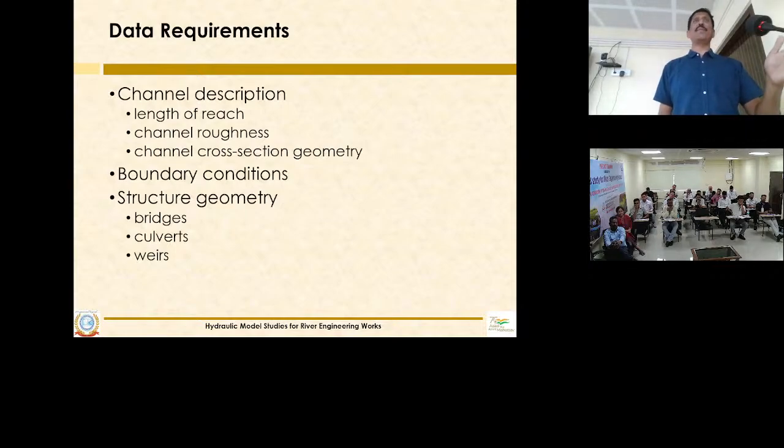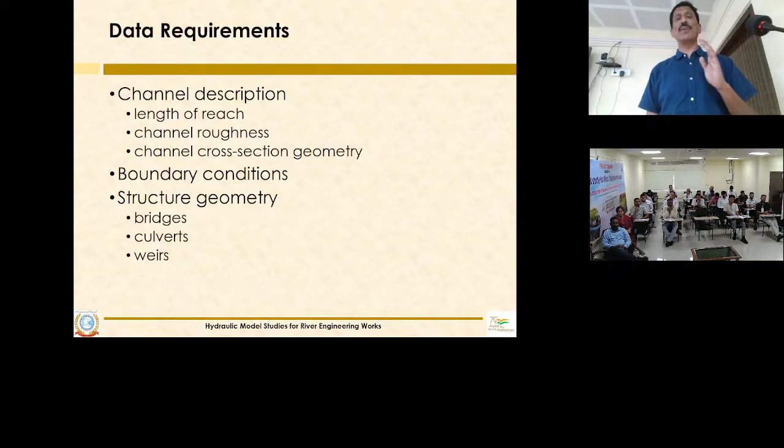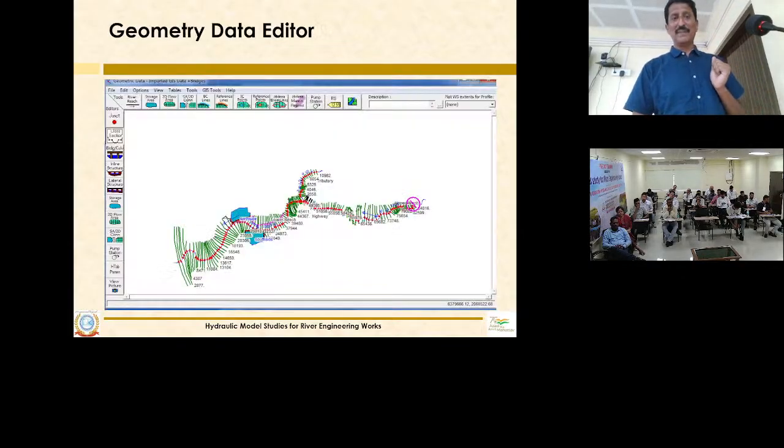Boundary conditions: depending on the type of flow condition, supercritical or subcritical, you have to specify the boundary at the upstream or downstream. And for each structure, if you are modeling a structure like a bridge or weir, we require the structural details. So what is the height of the weir, what are the gates in the weir, what are their locations? This detail we require from the structural geometry. I think this part will be explained in more detail over the 4 days period. I just want to give a glimpse.